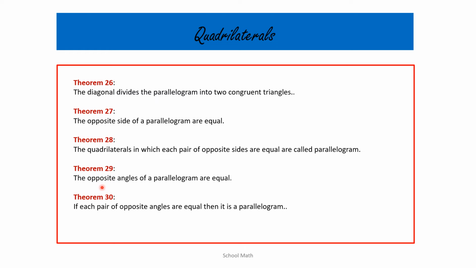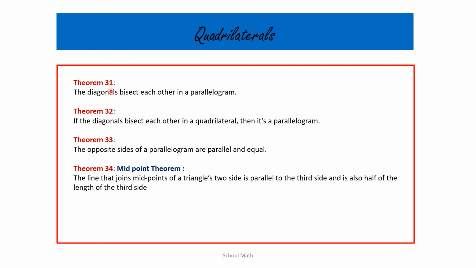Theorem 29. The opposite angles of a parallelogram are equal. Theorem 30. If each pair of opposite angles are equal, then it is a parallelogram. Theorem 31. The diagonals bisect each other in a parallelogram.